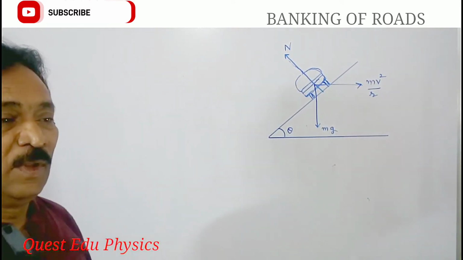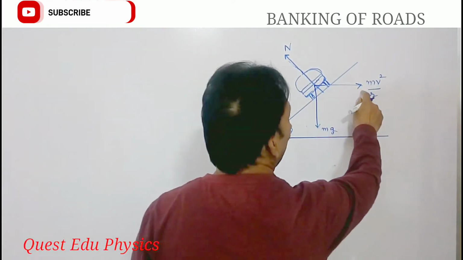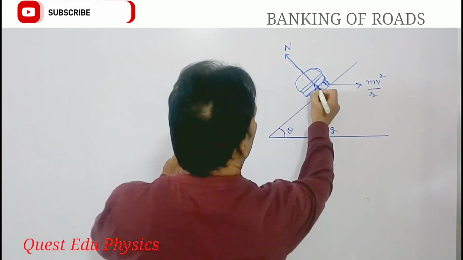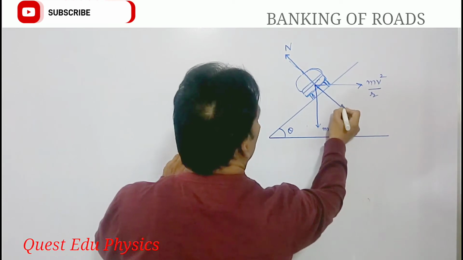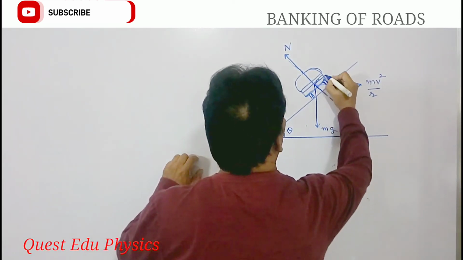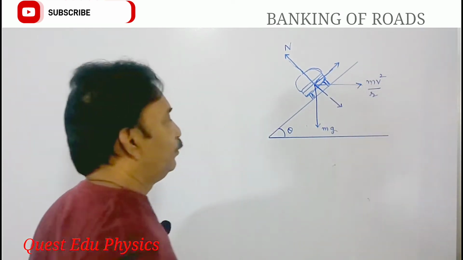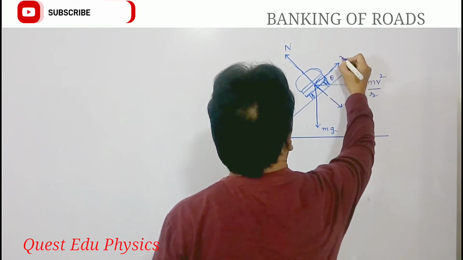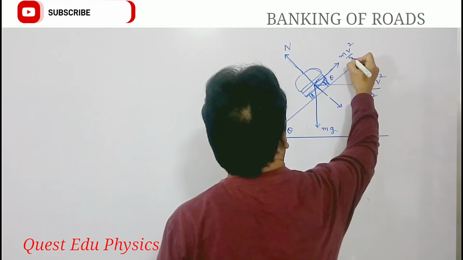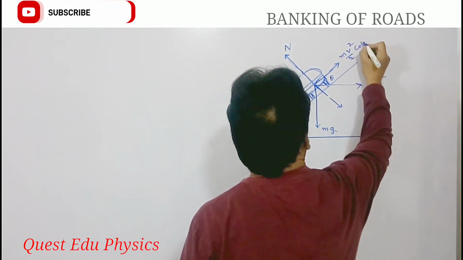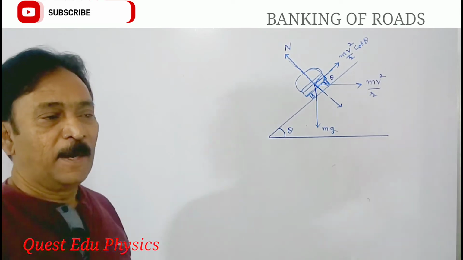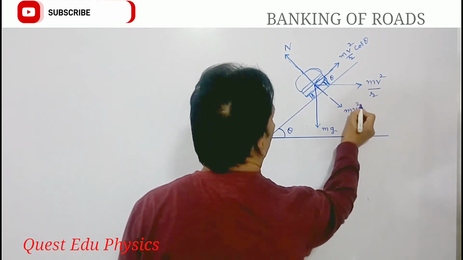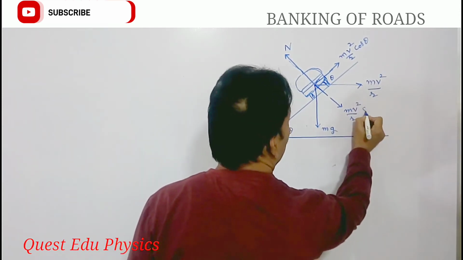Okay students? Now we are resolving this centripetal force into components. One such component is this, and it is one more. Let's take it is theta. Then obviously it is mv square by r cos theta. And this might be equal to mv square by r into sine theta.